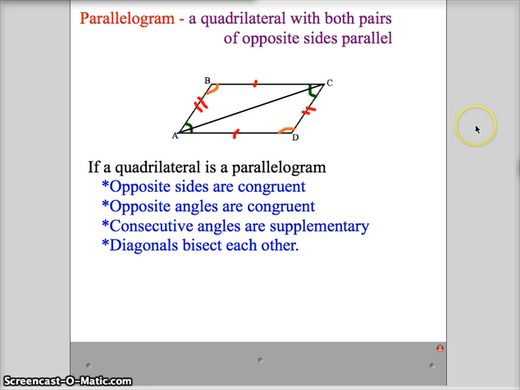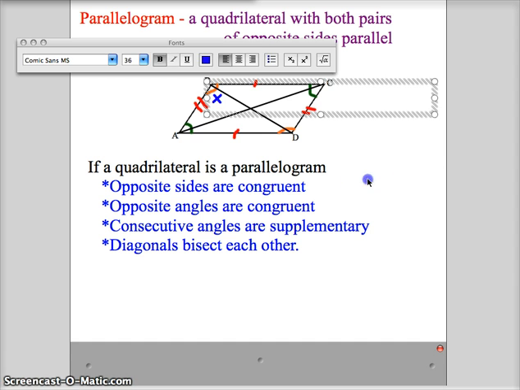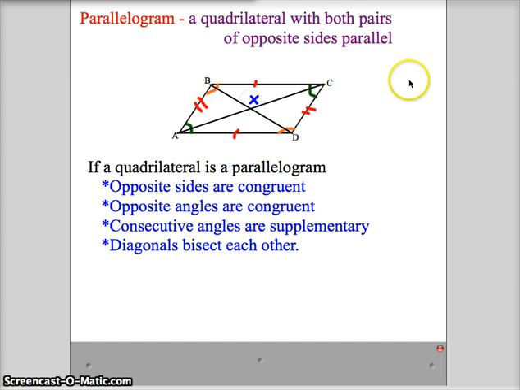So if I have line AC and line BD that meet, let's say, at point X, X marks the spot there, I can say that BX is congruent to XD, and I can say that AX is congruent to XC. Now notice these are not congruent to each other, so BX is not congruent to XC, but it does divide each other, the pieces, in half.